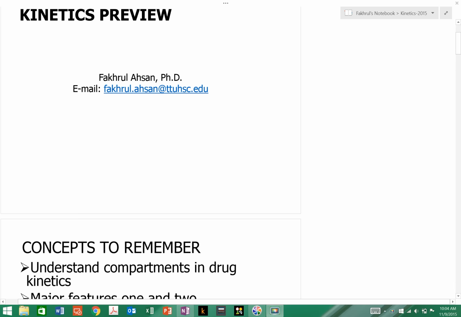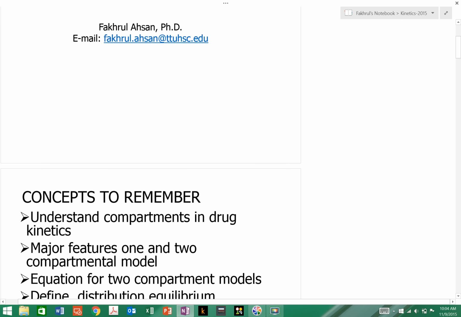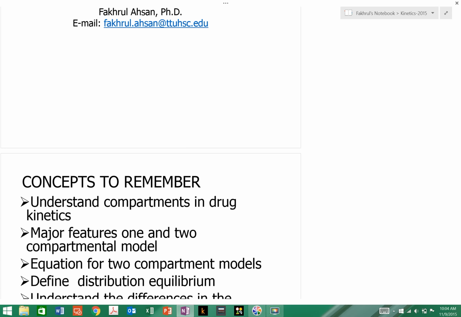Hello, this is the video for multi-compartment kinetics. Multi-compartment kinetics is a complex concept. When I was a pharmacy student, I never understood multi-compartment kinetics, because our teacher did not have those animations. We didn't have good textbooks with so many illustrations. But this is a simple concept in kinetics.